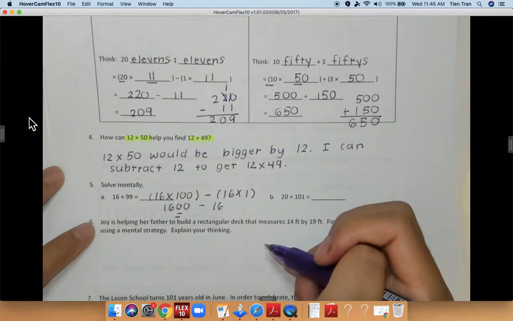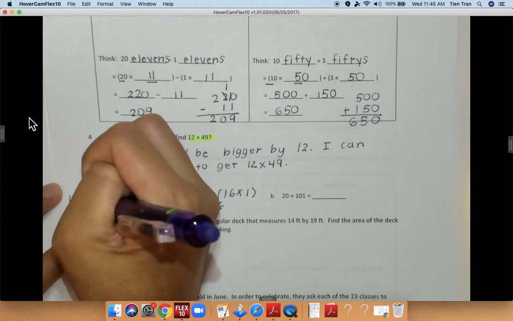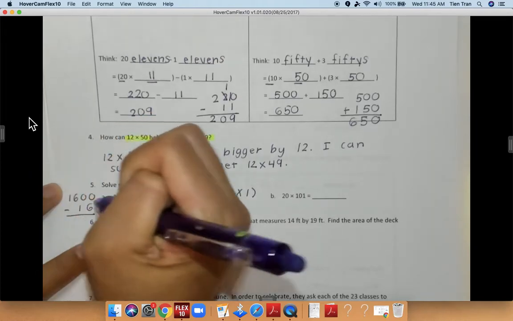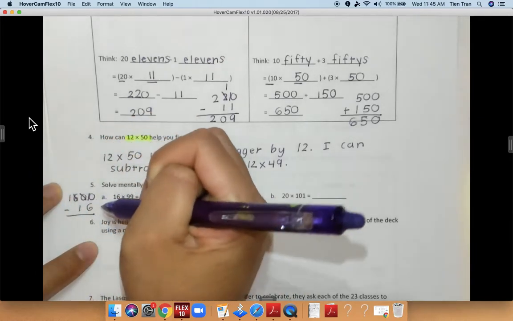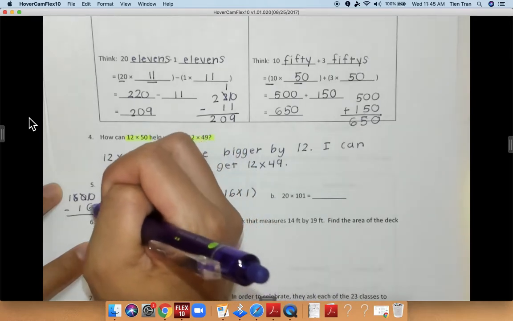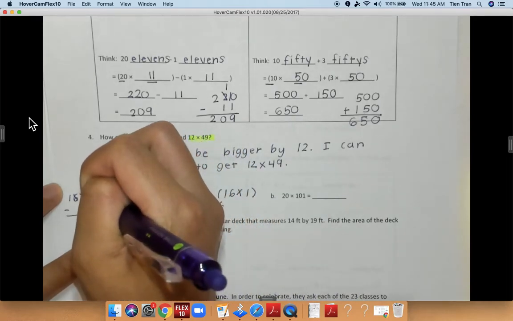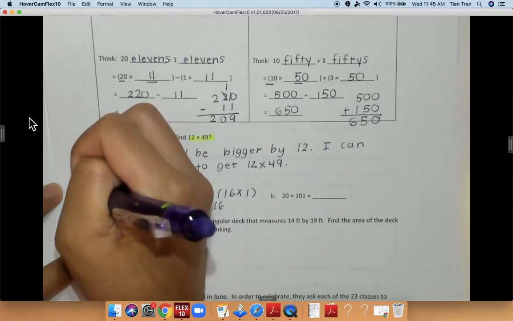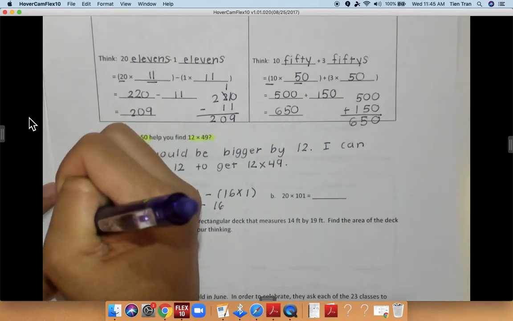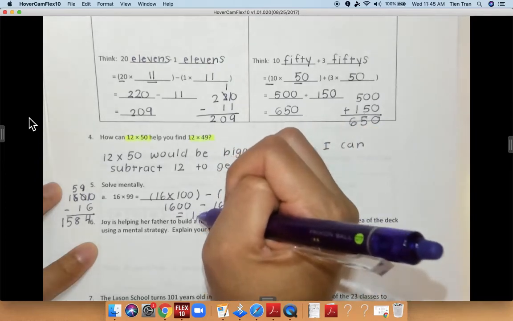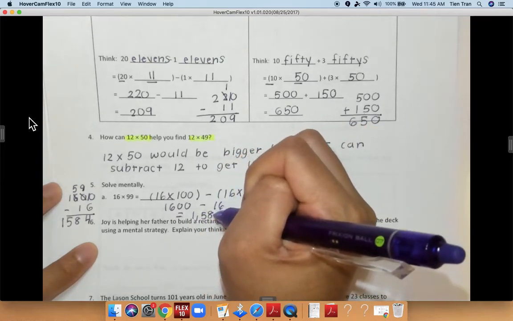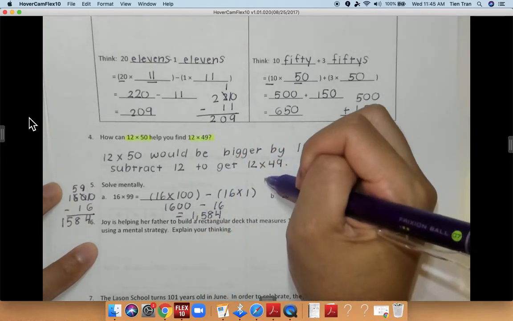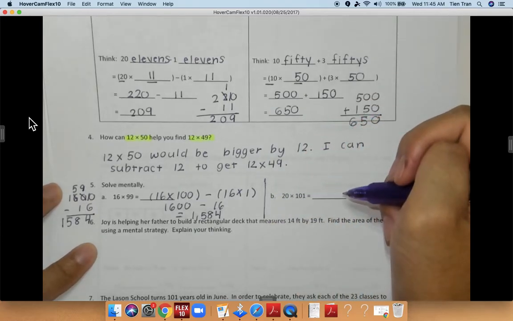So what is my final answer going to be? I'm going to show my work on the side. Regroup because I cannot subtract 0 minus 6. 10 minus 6 is going to give me 4. 0 changes to a 9. 9 minus 1 is equal to 8. 6 changes to a 5. And bring down my 1. So my final answer is 1,584. And on this side, I have 20 times 101.